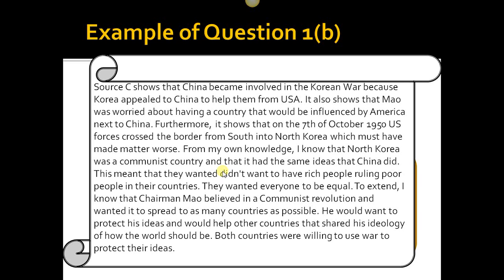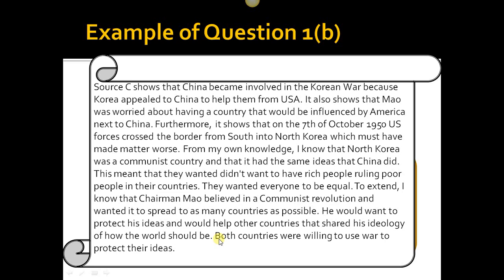To extend, so I'm adding more to my answer, I know that Chairman Mao believed in a communist revolution and wanted it to spread to as many countries as possible. He would want to protect his ideas and would help other countries that shared his ideology, his ideas of how the world should be. Both countries were willing to use war to protect their ideas. Okay. It really is in there, and apologies, I have got a cold, I'm sorry about that.